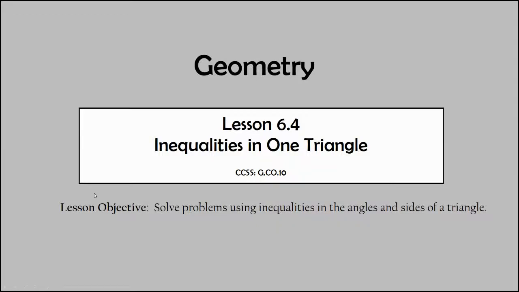All right, today we're going to work in lesson 6.4, and this is focused on inequalities in one triangle. Given a single triangle, what kind of inequalities, when we're talking about angle measures and side lengths, can we describe within the triangle?